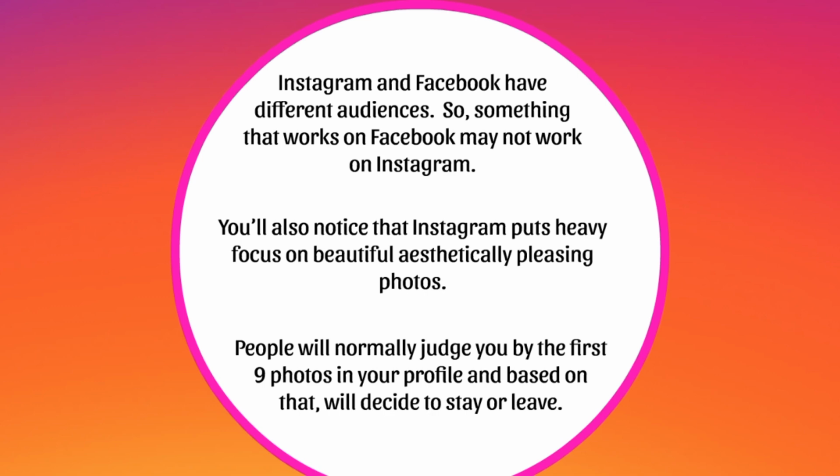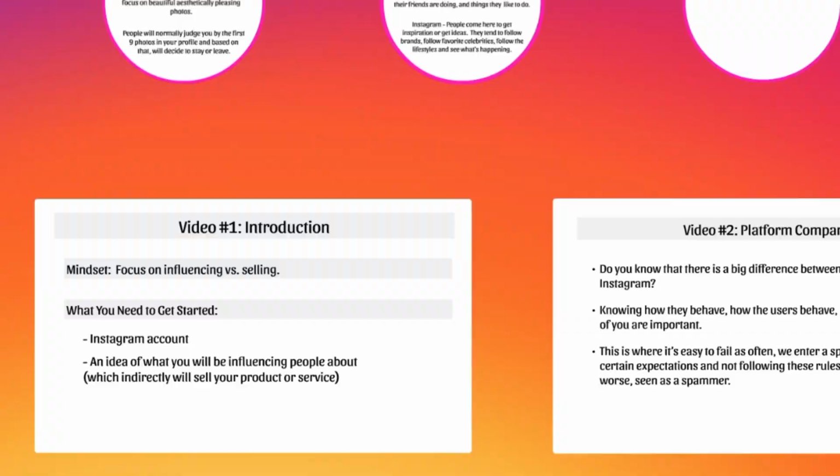On your Instagram profile, when people go to the profile, they're going to see a few images. And people will normally judge you based on the first 9 photos in your profile. And based on that, they will decide to stay or they will decide to leave. So you've got to make sure that you choose your best 9 photos up front. So when somebody comes to your Instagram profile, they see the best of the best, right?